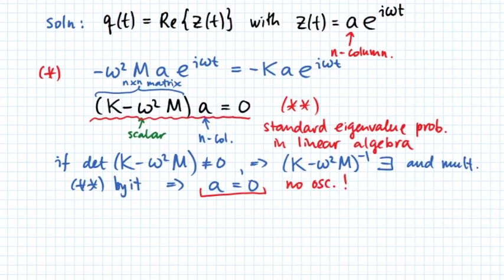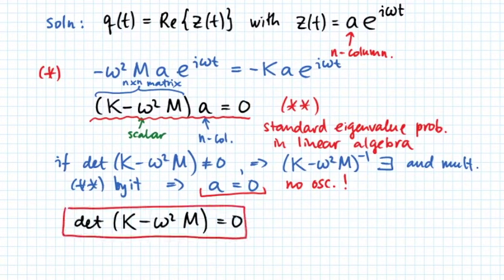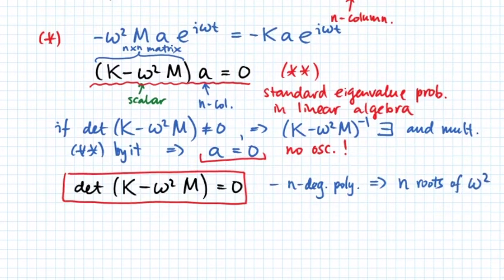Therefore, we conclude that we require the determinant of this matrix K minus omega squared M to be equal to 0. Setting this determinant to 0 gives us n-degree polynomial, which will give us n roots of the scalar omega squared.